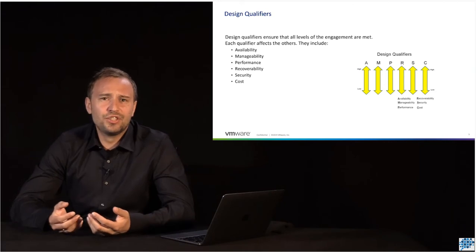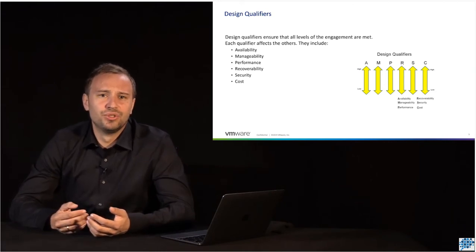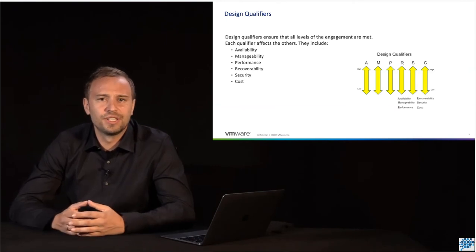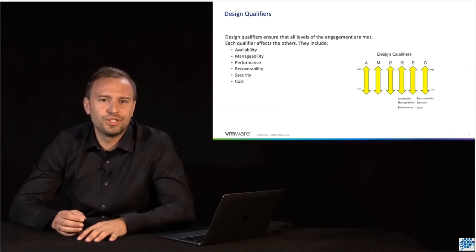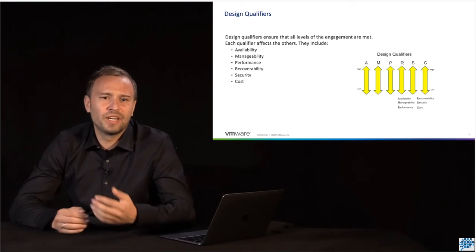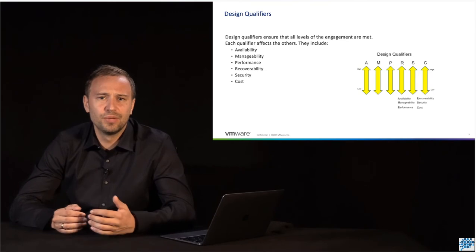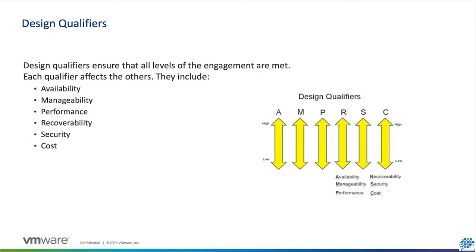Since we need to map our requirements to logical design decisions, to logical design characteristics, we need to differentiate how we classify our requirements. And that's where we have those design qualifiers. The typical design qualifiers are availability, manageability, performance, recoverability, security, and of course, costs. And it really depends on the business. How much weight do we put into each of those qualifiers?